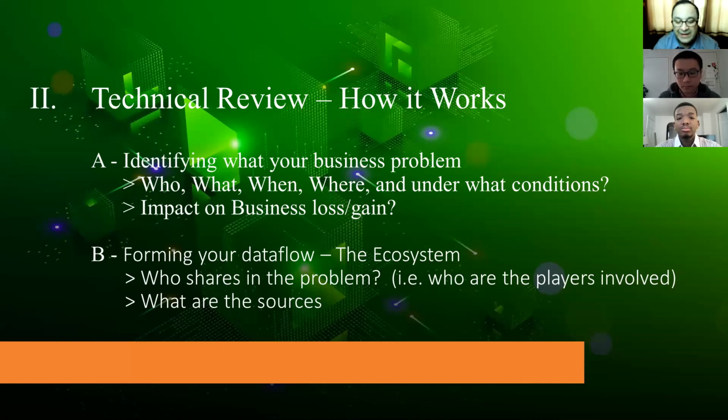The first step is to identify what your business problem is: the who, what, where, and under what conditions problems occur. So we identify the problem that we want to solve, and then we have to identify the players within that problem. IBM calls this the ecosystem. Players within your ecosystem are identified, and where the problem occurs, how it occurs, and under what conditions it occurs need to be analyzed.